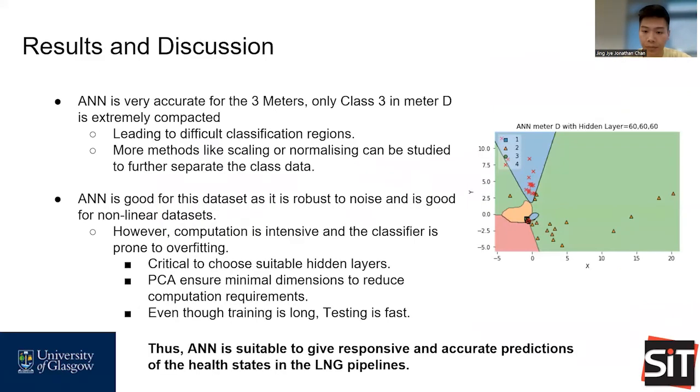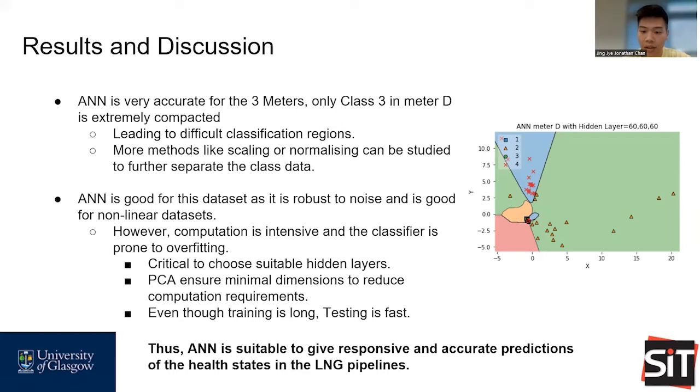So overall for the results, ANN is very accurate for all 3 meters. Only class 3 of meter D comes with some wrong predictions. This is because these data sets are extremely compacted, so it leads to difficulties with the classification regions. More methods like scaling or normalizing can be studied to further separate the class data.